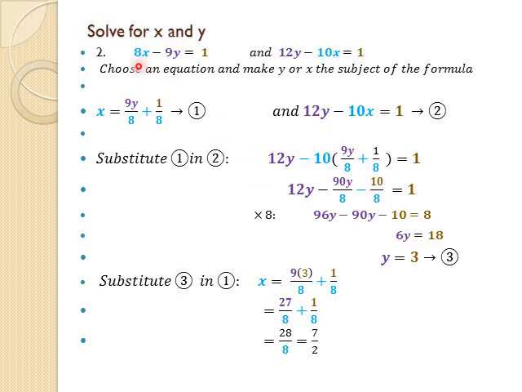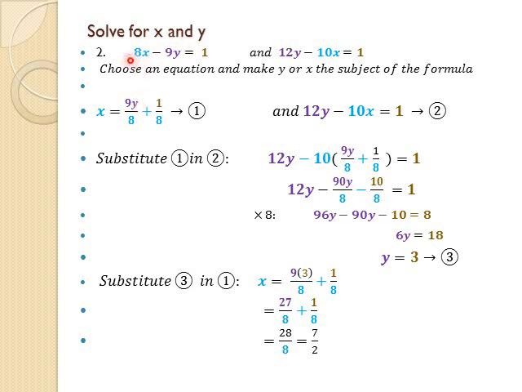Right, now if we look at the second problem, and they say solve for x and y. It says 8x minus 9y equal 1, 12y minus 10x equal 1. So because it has two unknowns, I have to solve it simultaneously. Right, so again we're going to choose the equation and make either y or x the subject of the formula. So here if I make x the subject of the formula, minus 9y goes across, becomes plus 9y.